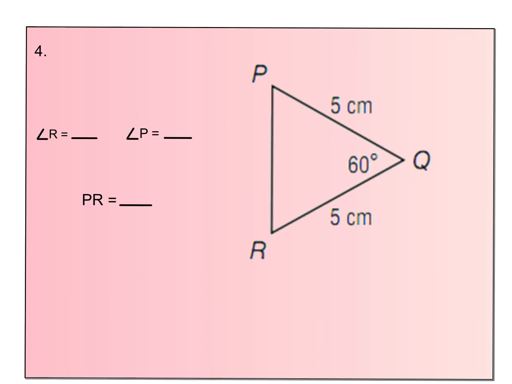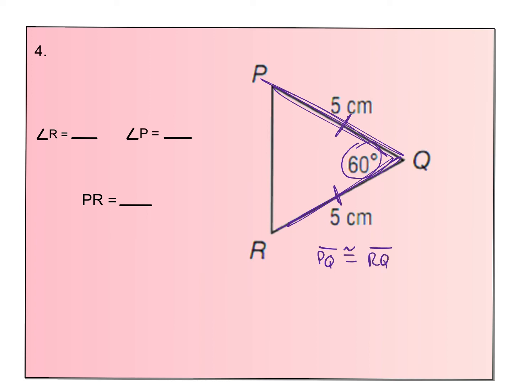Now, this is a unique one because this is actually an equilateral triangle disguised as an isosceles triangle. Let me show you what I mean. We know this one's 60. We know that angle Q is 60. We also know PQ and RQ are equal. So right now, this is at least an isosceles.